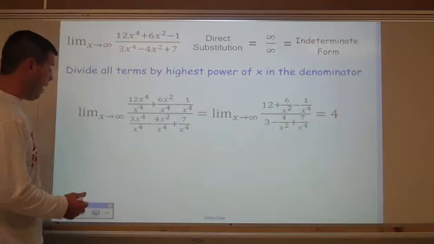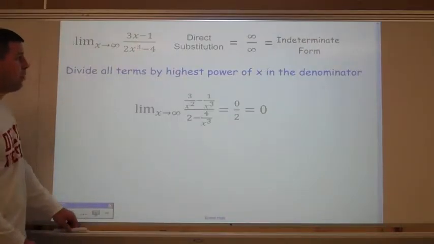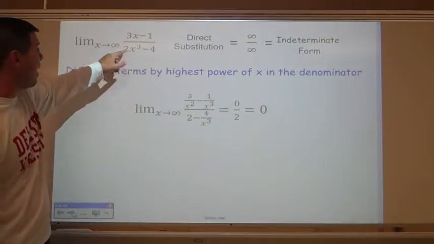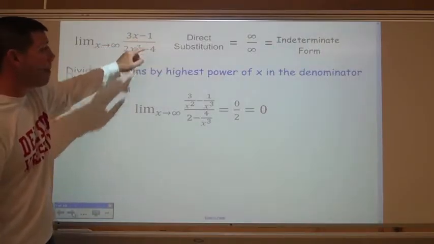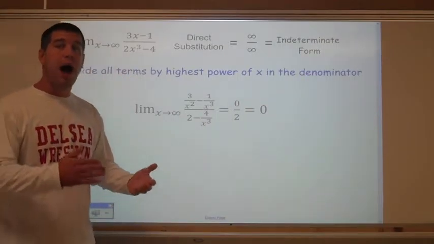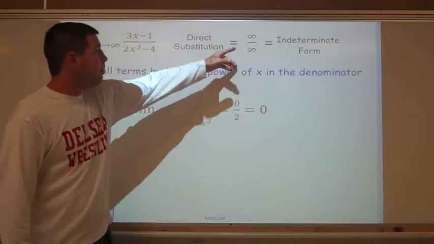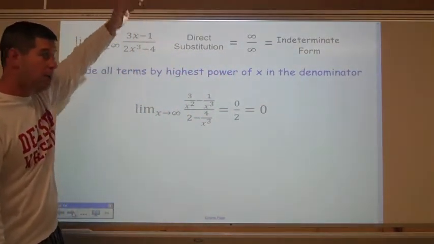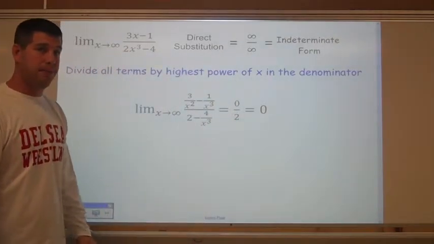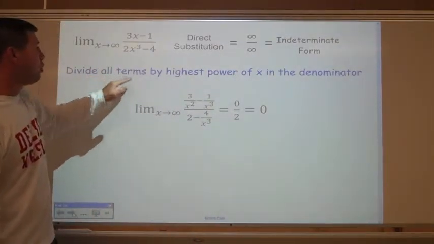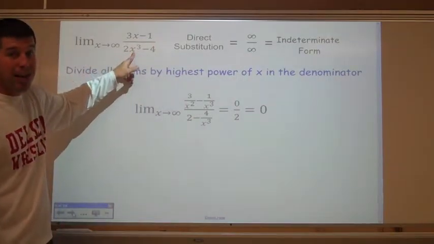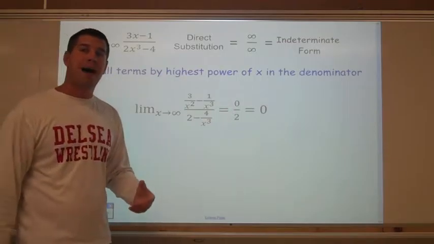Now we're going to look at a problem where the numerator has a greater degree and one where the numerator has a lower degree. In this case, the denominator has a higher degree. We have the limit as x goes to infinity of 3x minus 1 over 2x cubed minus 4. So your higher power is in the denominator. Plug in infinity, the top still goes infinitely high, the bottom still goes infinitely high, so you get your indeterminate form again. Divide all terms by the highest power of x in the denominator. The highest power is x cubed. So every term gets divided by an x cubed.